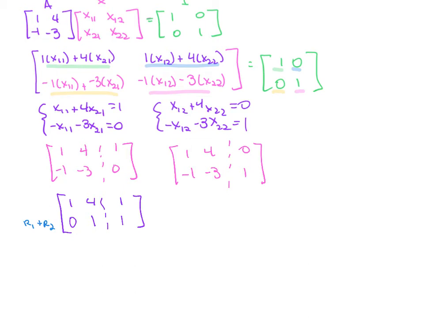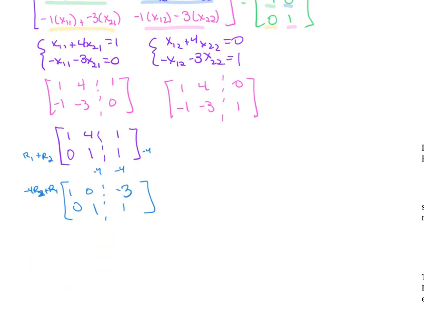Then next what I'm going to do is I'm going to multiply this by -4. So that's going to be -4, -4, and I'm going to add it to the row above it. So I get 1, 0, -3, and then the bottom one stays the same, 0, 1, 1. So I got that by -4 row 2 plus row 1. Then let's do the right side. So, well, we can write the answer. So we can say that X11 equals -3, that's the answer here, and X12 equals 1.